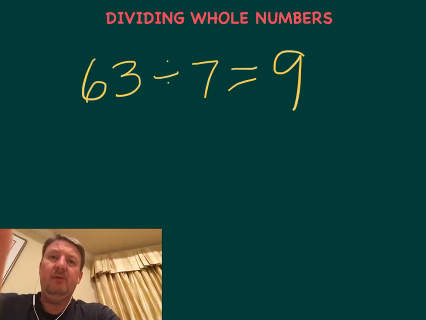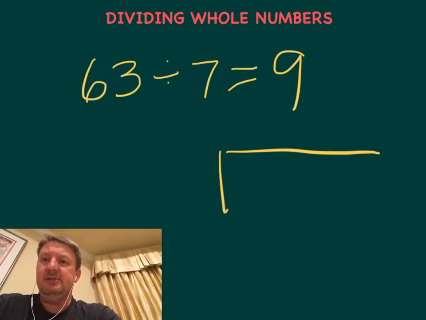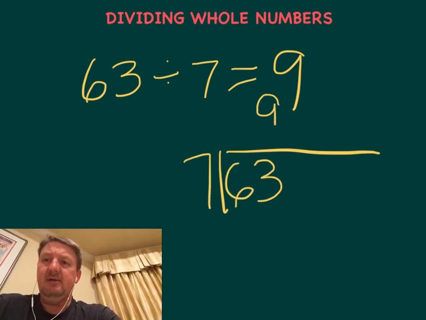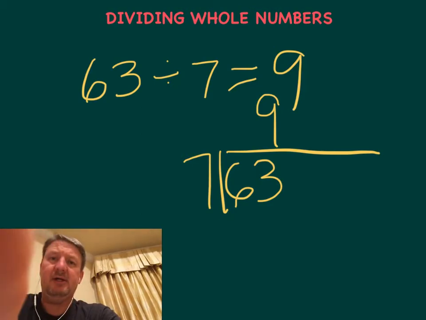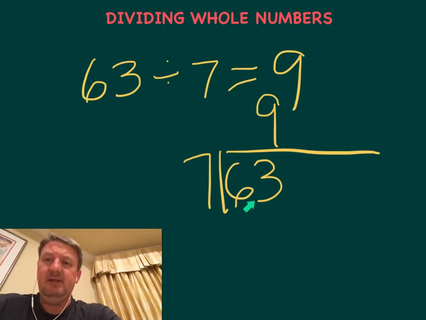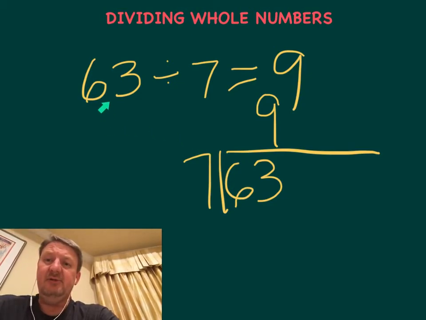Now you can rewrite this problem as 63 divided by 7 equals 9. Let's go back to what we were just saying. 63 is your dividend, 7 is your divisor, and 9 is your quotient, which is your answer. 9 and 7 are your two factors, and 63 is your product. 63 is the first number in a division problem. It always goes inside the division symbol. 7 is the second number in a division problem. It always goes on the outside.